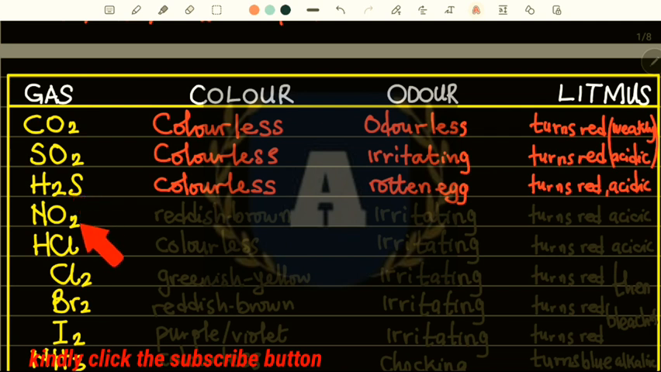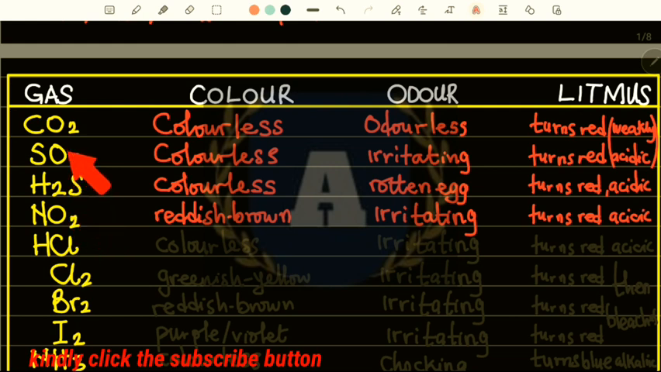Now we have the nitrogen(IV) oxide. Its own color is reddish brown. It has an irritating smell or odor. It also turns litmus red, which means it is acidic as well. So the first four are acidic gases.